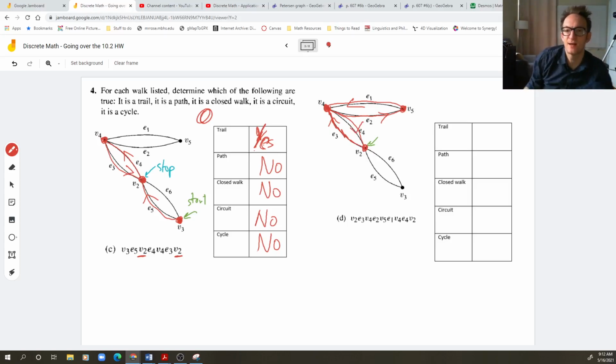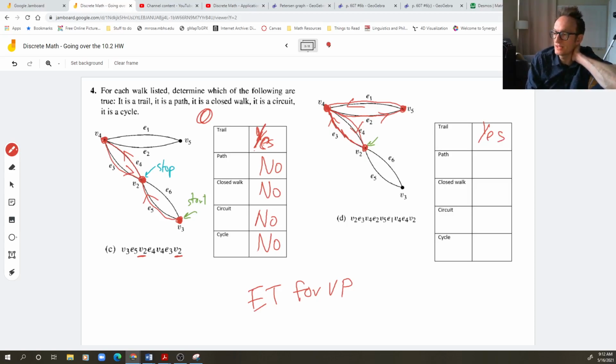Okay, so this one's kind of interesting, maybe. Is it a trail? Well, yes, because no edges are repeated. You can simply see that the 4 edges used are E3, E2, E1, and E4. It's actually very nice in this linear representation. So it is a trail.